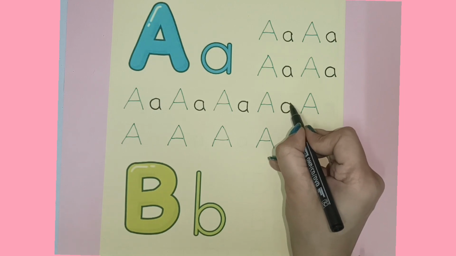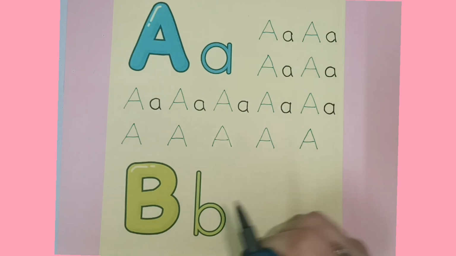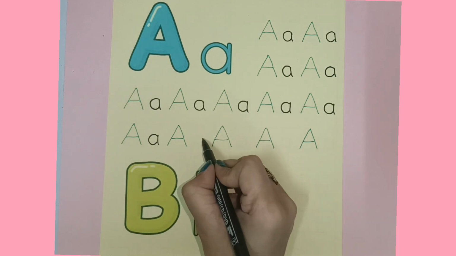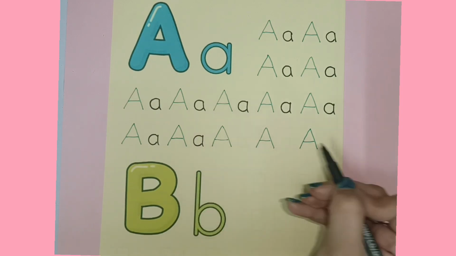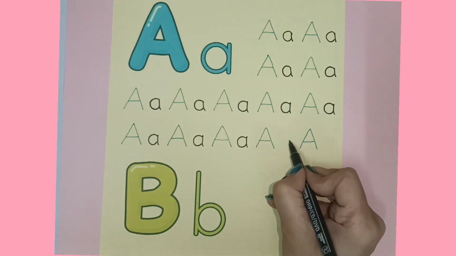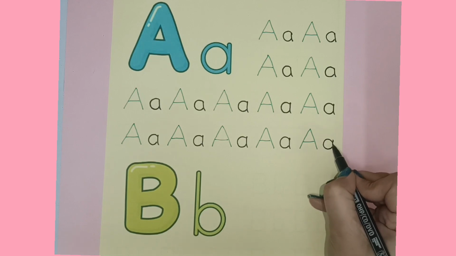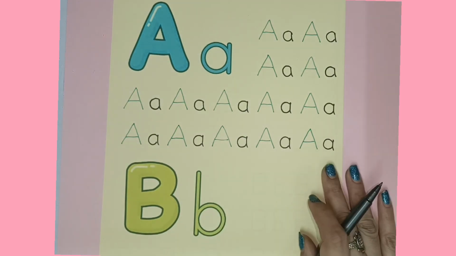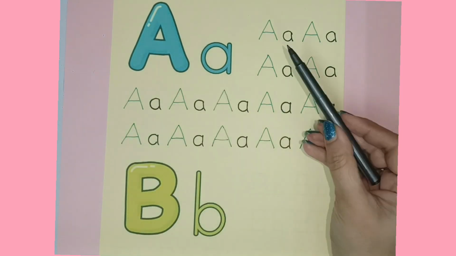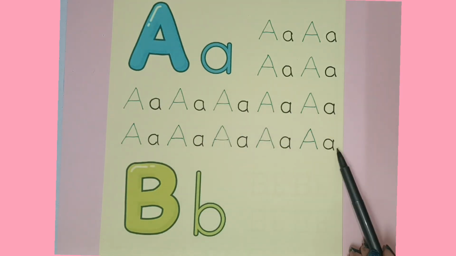So we are writing small case a. We can also call it lowercase a. Okay, small a, lowercase a, you can call it anything you like. It's a, circle and 1 line. We'll close it like this. This is capital A, small a.